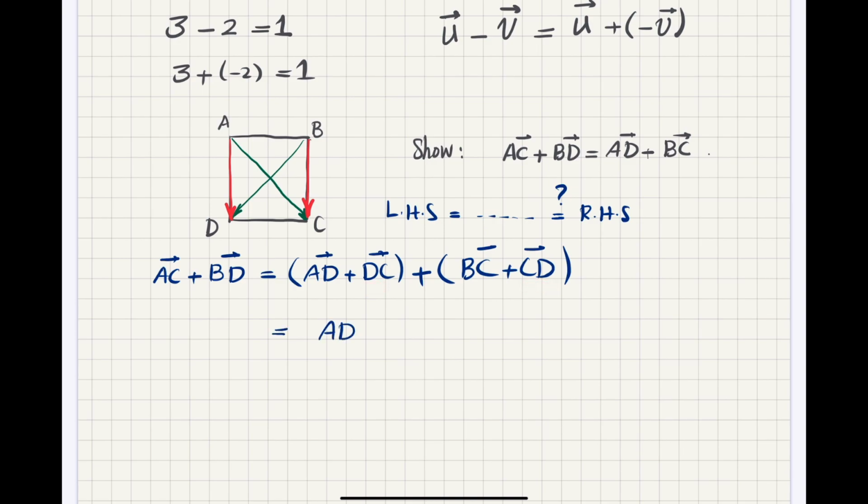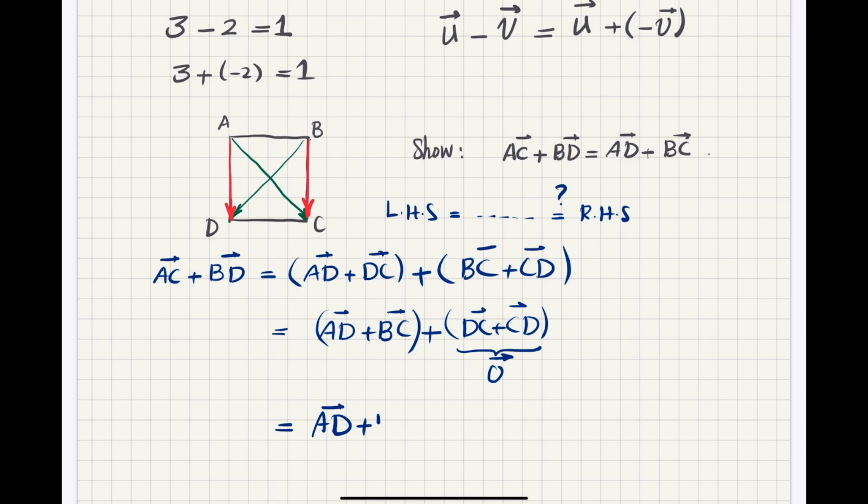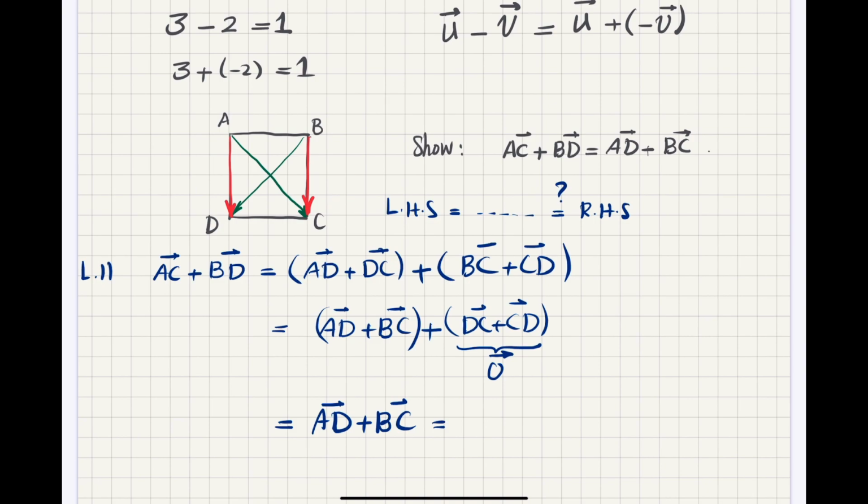So what I do, I add AD and BC together, yes, I can group them, and I can add DC and CD together. But then, what is this one, by the way? The zero vector, not zero, the zero vector. And if I add a vector to the zero vector, what is the answer? The same vector. And that is exactly it. So that was the left-hand side. I started from the left-hand side, and now this is the right-hand side. Yes?